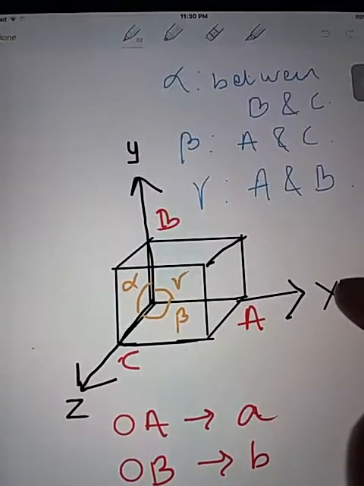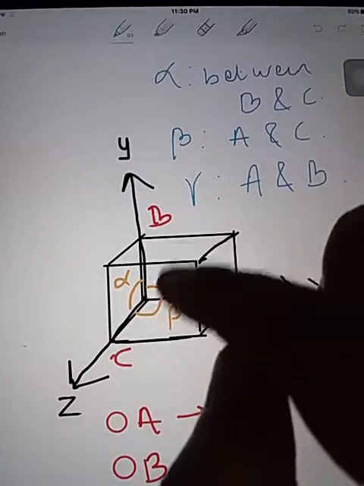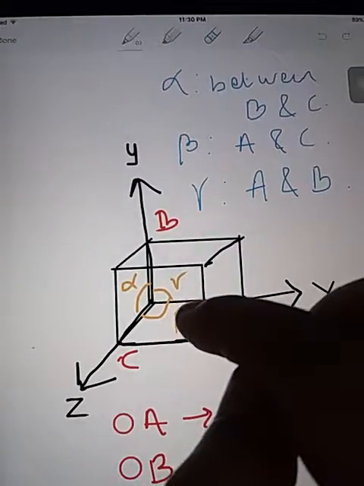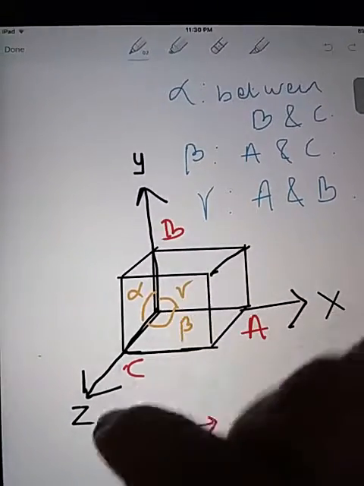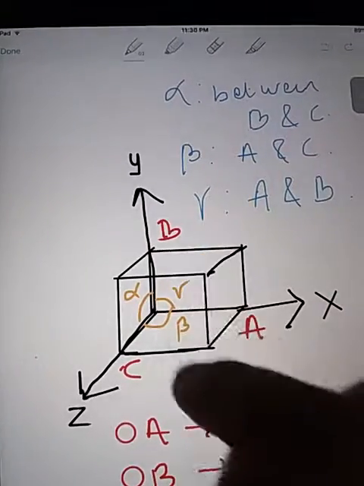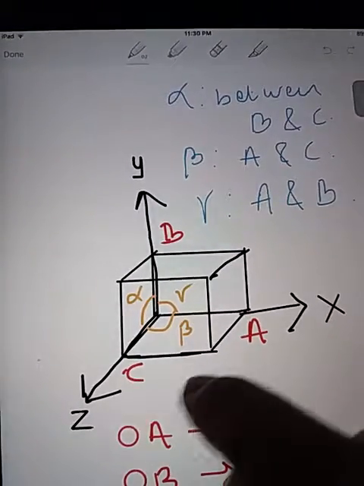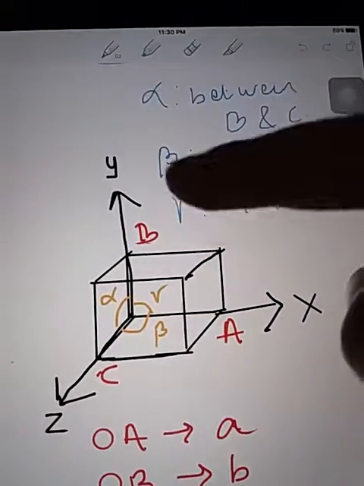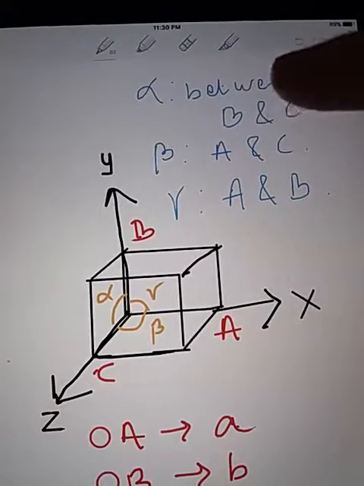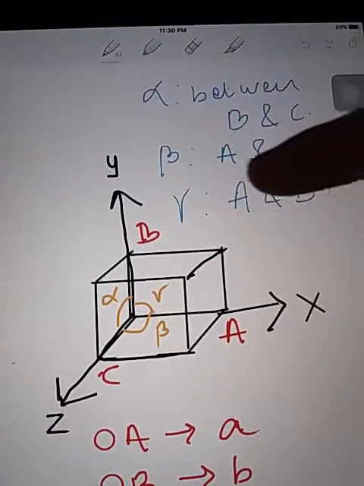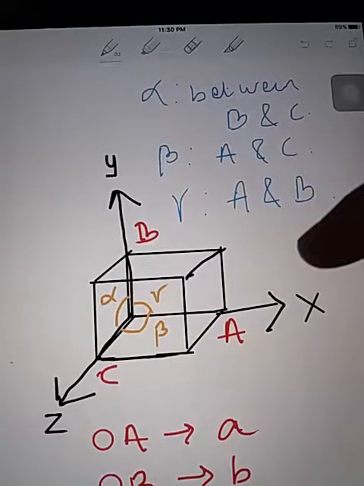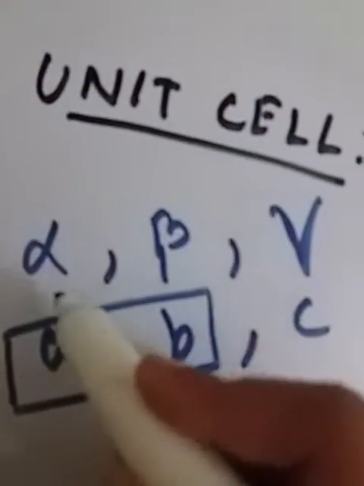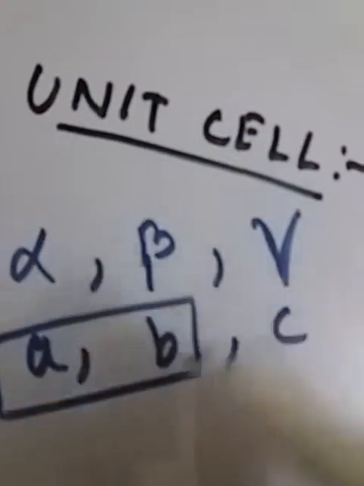In x-axis, see, here it is A. In y-axis, B. Z-axis, C. Suppose here the angle between y and z is alpha, x and y is gamma, and x and z is beta. How will you know the angle between y and z will be alpha, or between B and C? B and C will be alpha, beta among A and C, and gamma among A and B. How will you know that? Let me explain you. So see here, I have taken three edges A, B, C and three angles alpha, beta, gamma.